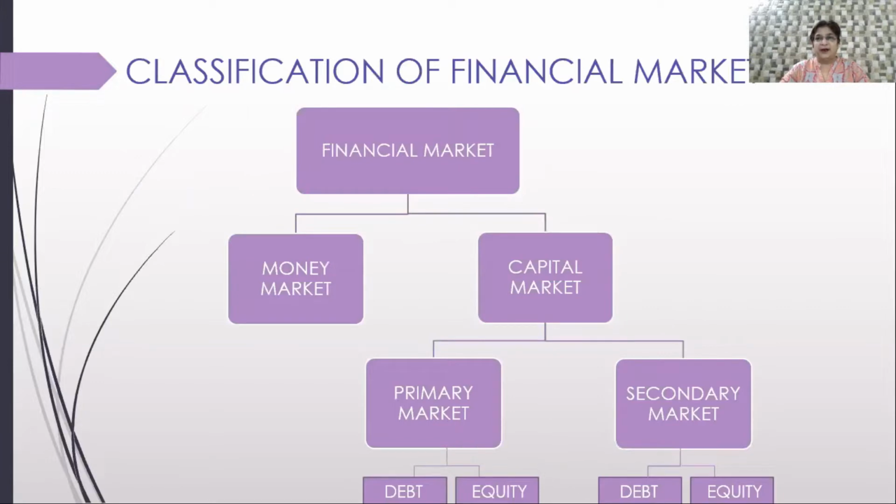Now, what is money market? Money market is a part of financial market. So, financial market has got two parts, money market and capital market. Money market is for the short term and capital market is for the long term. So, in this, we are going to study money market, from where the various business houses can raise money for the short term, that is up to 1 year.